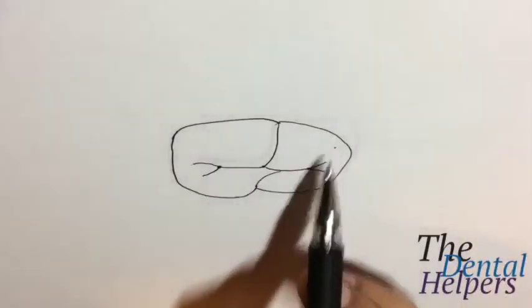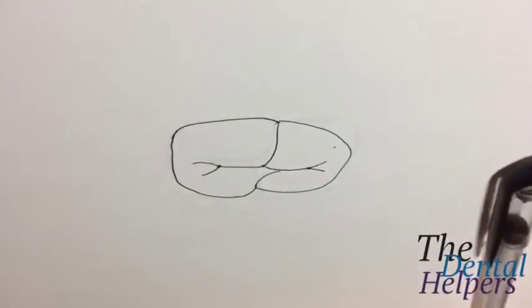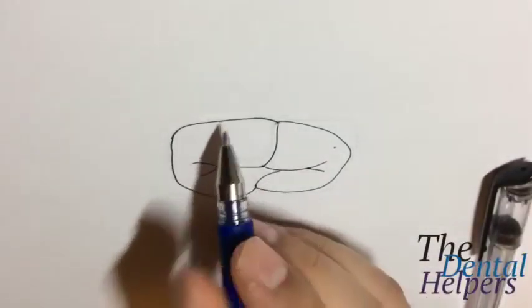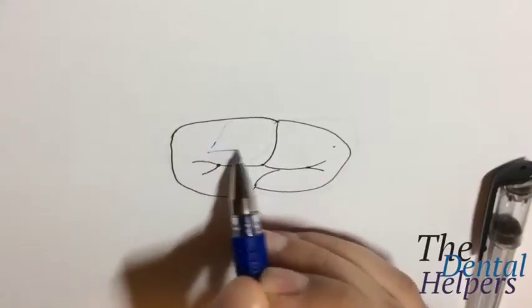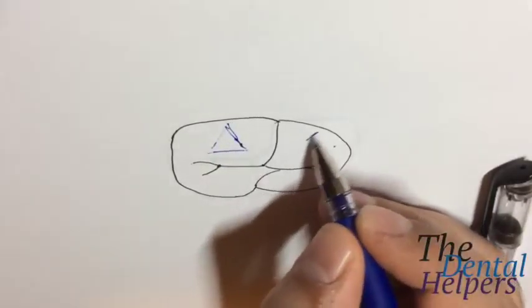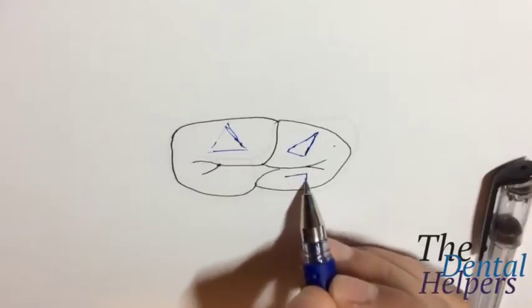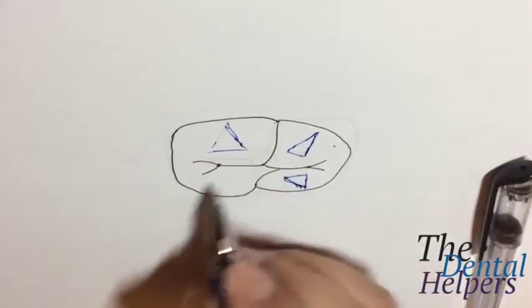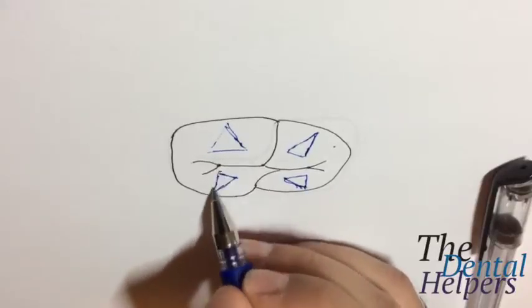Now, each one of these cusps is going to have a triangular ridge. And so your triangular ridge is basically going to look like a triangle, as the name signifies. I'm going to exaggerate this and not really be as precise on how the triangular ridge is going to look, but it's basically a triangle.